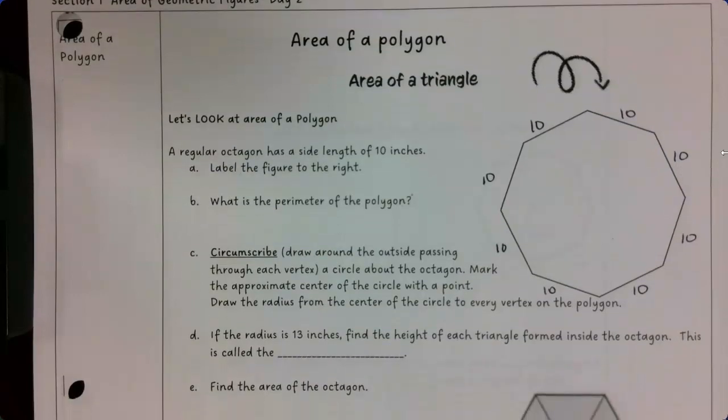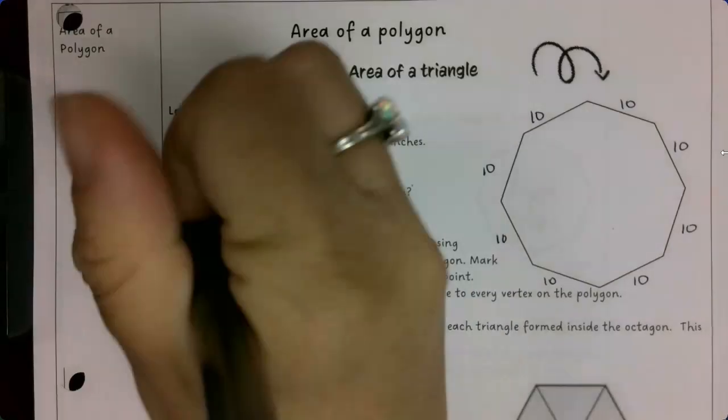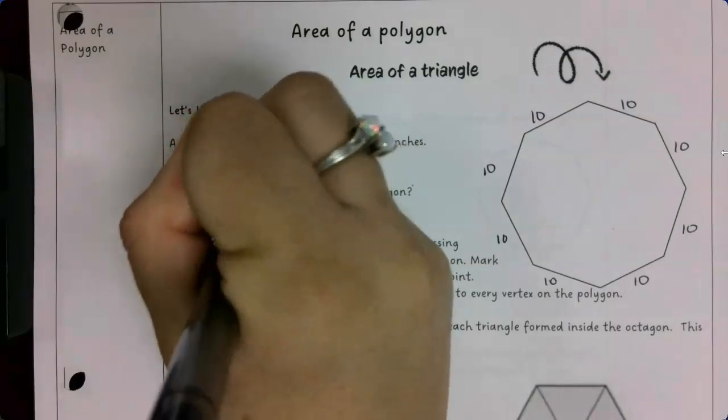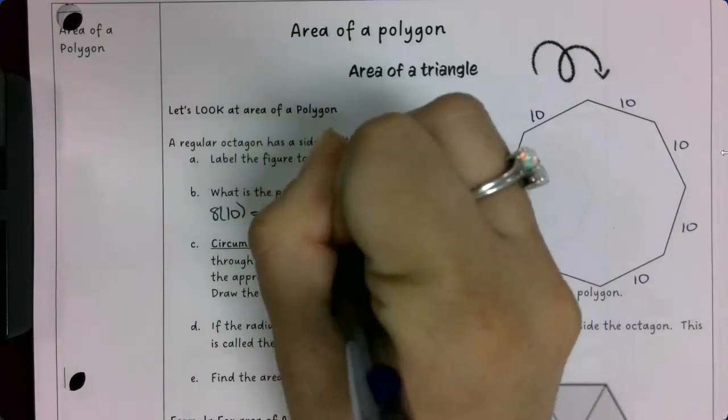Part B wants me to find the perimeter of the polygon. So how many sides does an octagon have? 8. So I can take 8 times 10 to figure out that my perimeter is 80 inches.